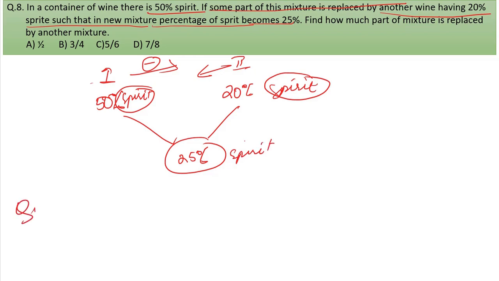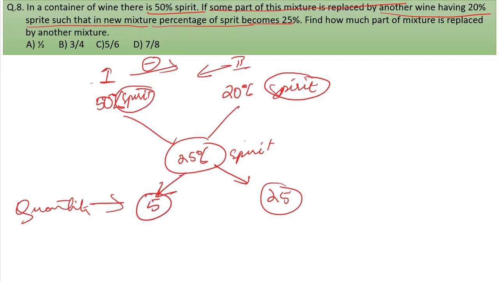Now the quantity ratio will be 50 minus 25. We're getting 25 here, and then 25 minus 20, we're getting 5 units here. That is 5 0 is 0, 5 5 is 25. Now total is 6 units here.